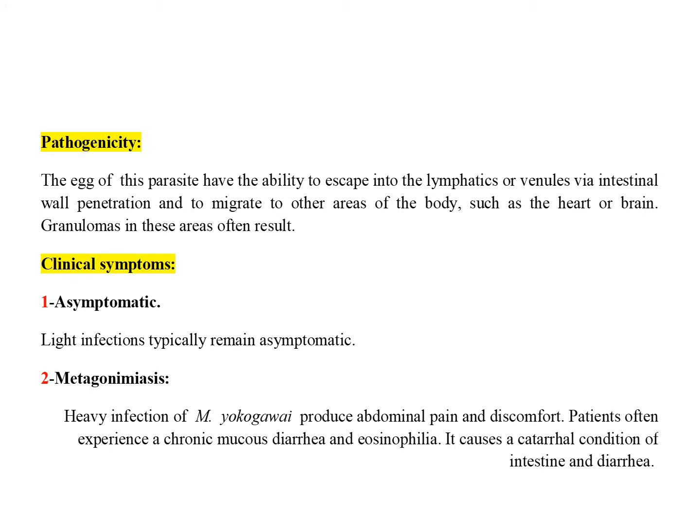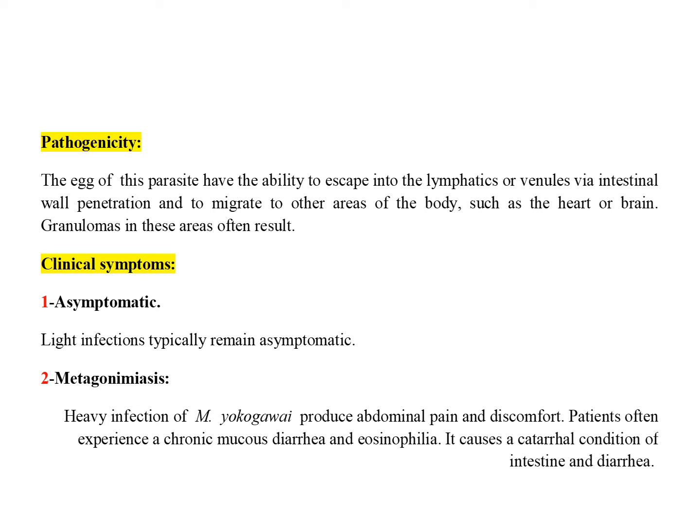Now about its pathogenicity. The egg of this parasite is a very important criterion. The eggs of this parasite have the ability to escape into the lymphatic and venous systems via intestinal wall filtration and to migrate to other areas of the body such as the heart and brain. Granulomas in these areas often result. Granulomas or calcification can occur in these ectopic sites.